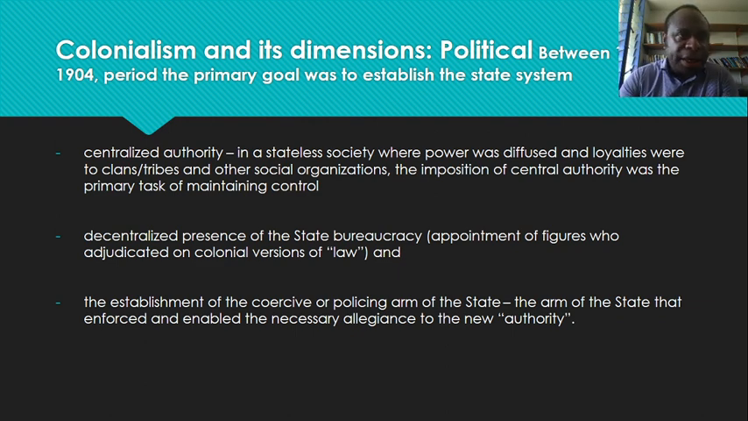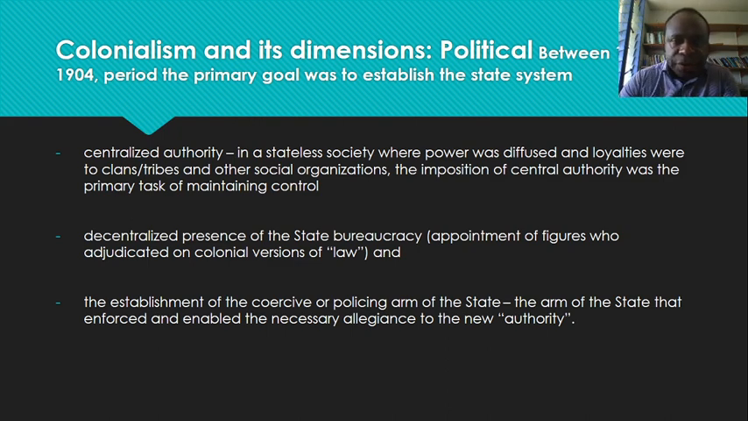Okay, and later we saw the creation of local councillors, okay, the Luluais and Tultuls, for example. So that is the structure that was introduced to the colonial, this structure that was introduced to the mandated territory before independence. Okay, let's move on.